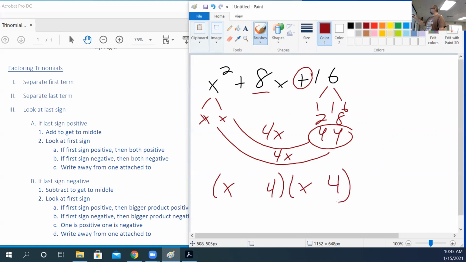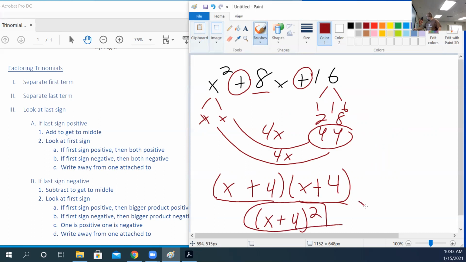We're in group A. First sign is positive, so both are positive. And notice these two are identical. So that means we can collapse it down to x plus 4 squared. That is what we call a perfect square. All right, good job.